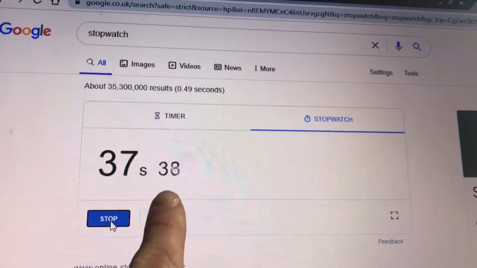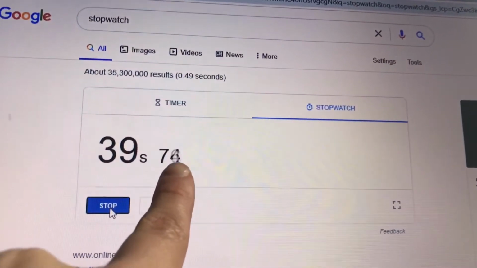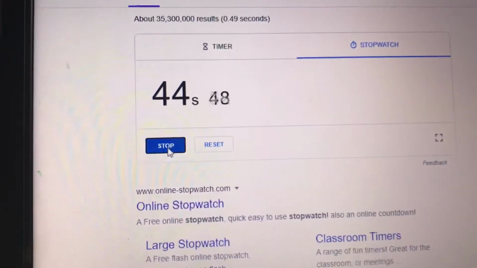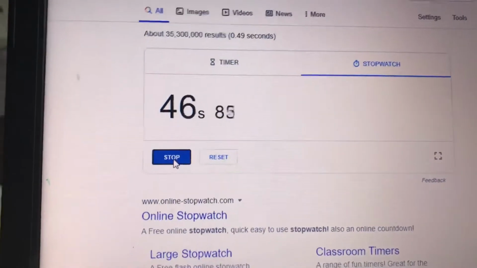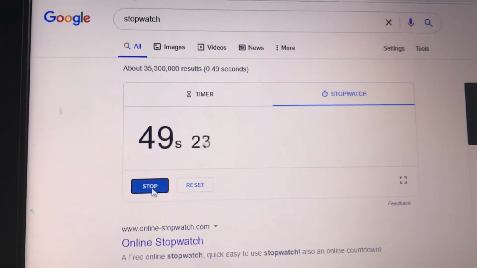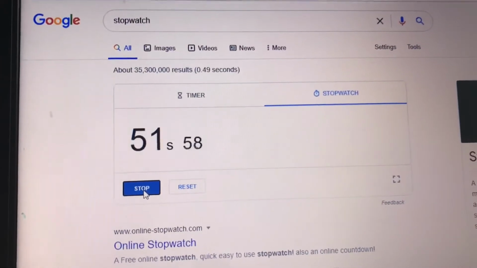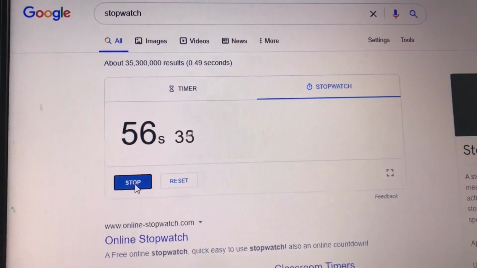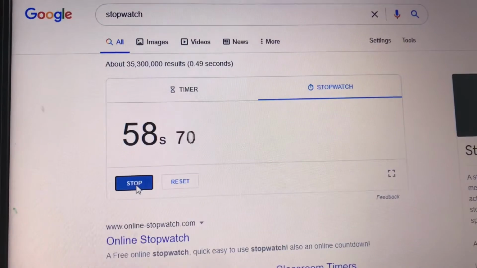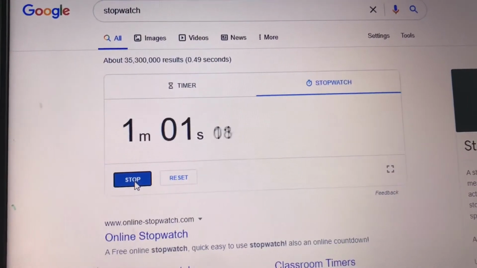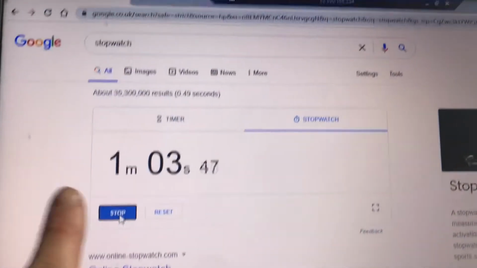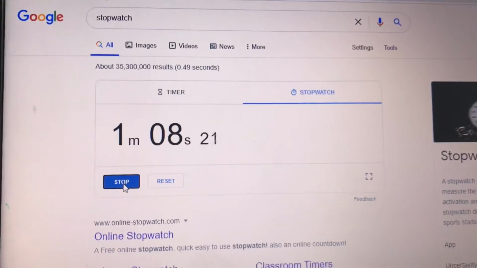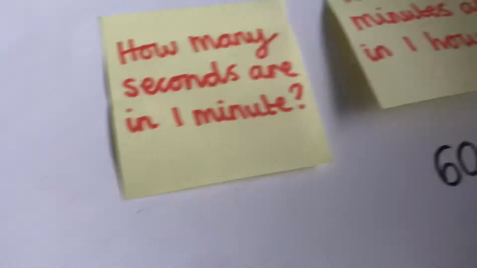Can you see these here? They're milliseconds. So we're not really going to be talking about those. We're just going to be having a look at the seconds here. So 44, 45, 46, 47. What's it going to go up to? Okay, look really carefully what happens here then, Y3. So 55, 56, 57, 58, 59. When it hits 60, it changes to 1 minute, and then it keeps counting in seconds there, look. So there are 60 seconds.